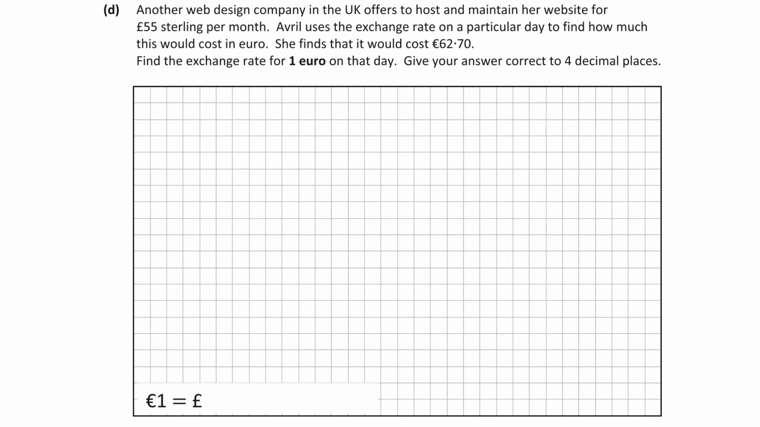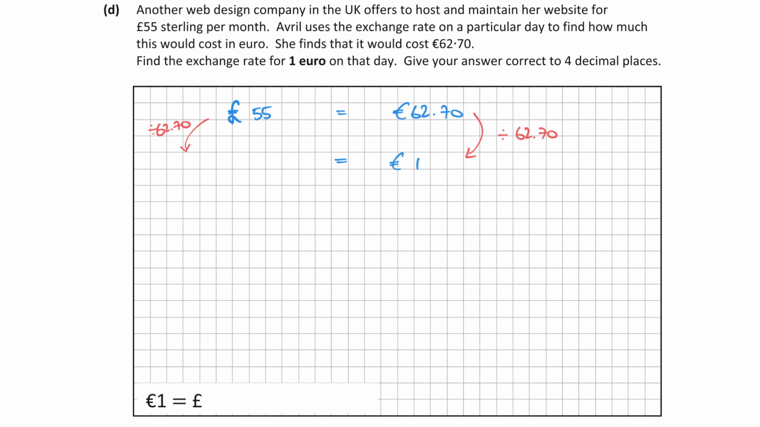So what we need to do is write out the facts that we know. So we know that in terms of pounds, £55 sterling is equal to €62.70. What we're trying to find is how much €1 is equal to. So to find out what €1 is equal to, we need to divide this by 62.70. But if we divide the right hand side by 62.70, we have to do the same on the left hand side and divide that by 62.70.